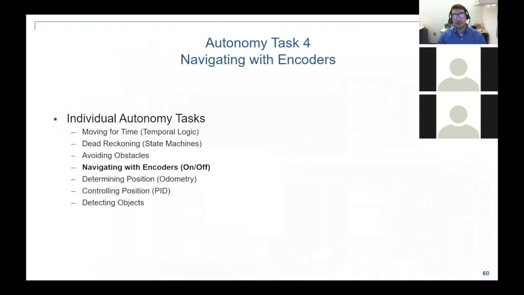This brings us to our autonomy task number 4, which is navigating with encoders. Now, before we go over this task, we can take a small break and cover one or two questions from the Q&A.